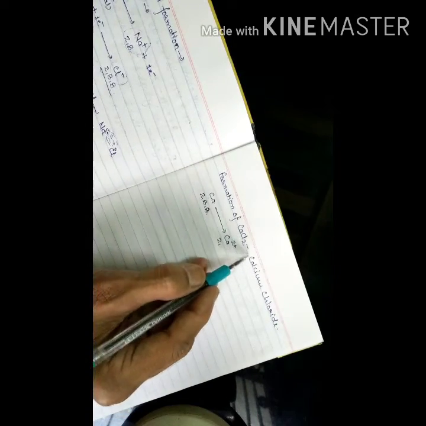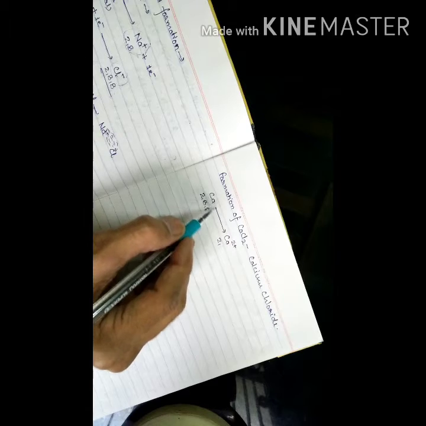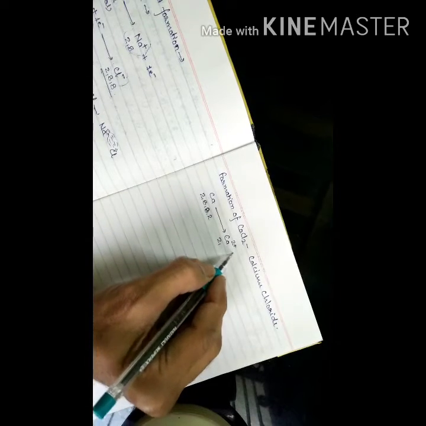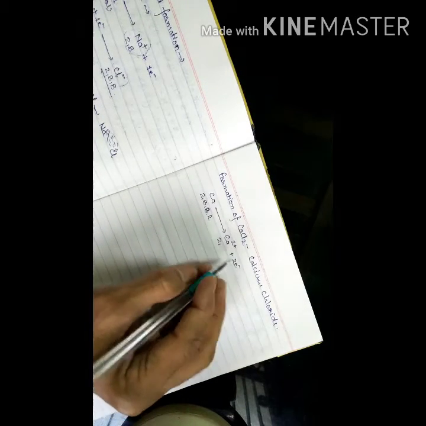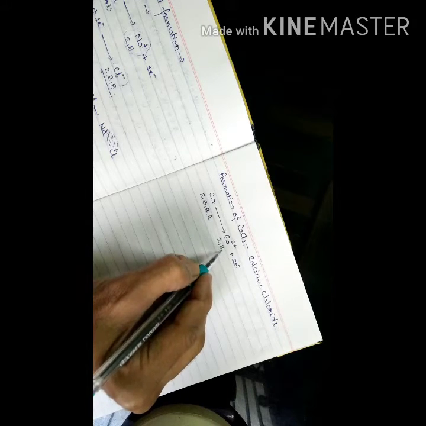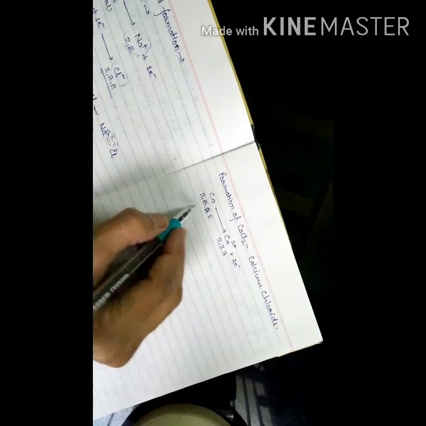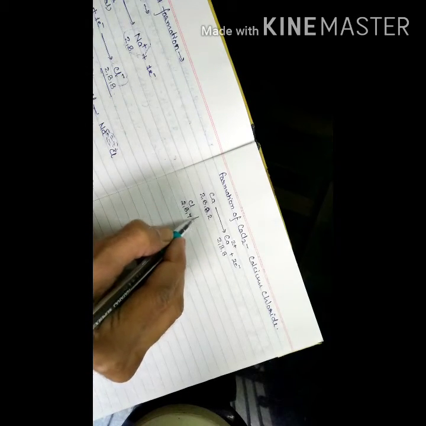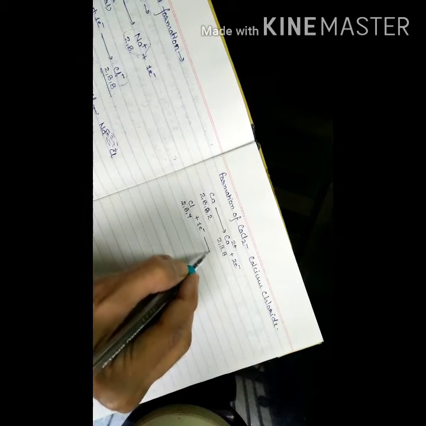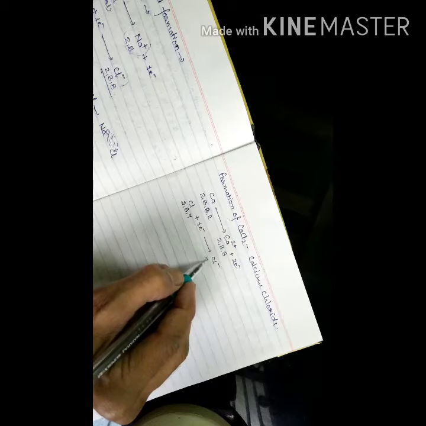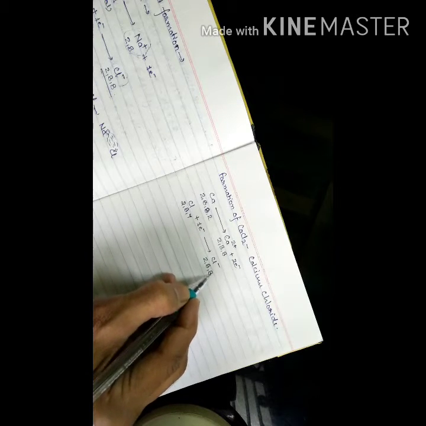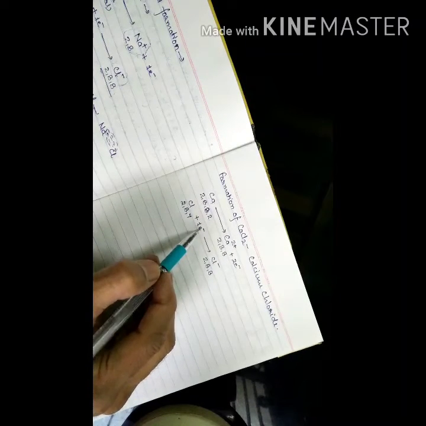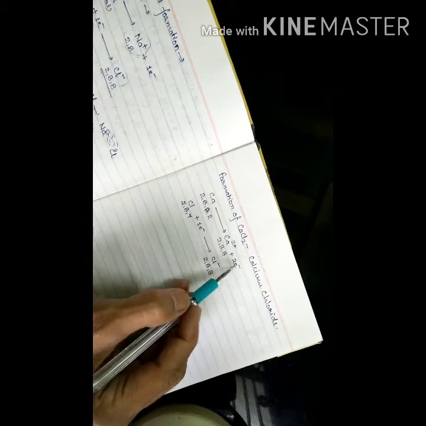Now, formation of calcium chloride, CaCl2. Ca, having configuration 2, 8, 8, 2, loses 2 of its electrons and becomes positively charged, having configuration 2, 8, 8. On the other hand, chlorine, having configuration 2, 8, 7, accepts 1 electron and becomes a negatively charged ion having configuration 2, 8, 8.